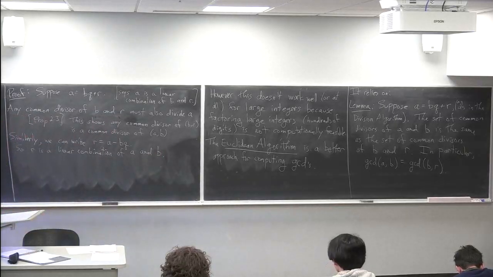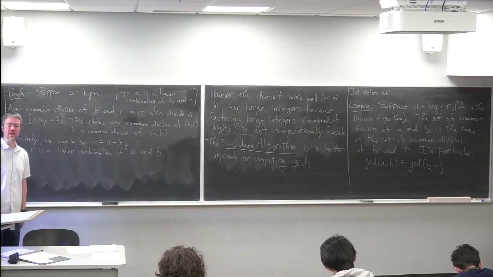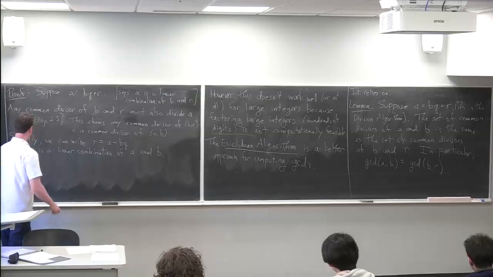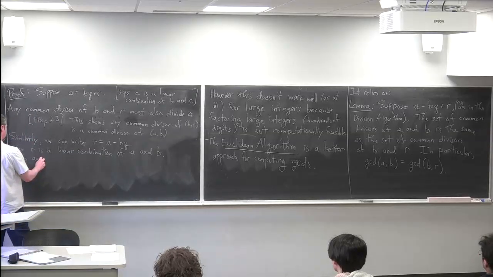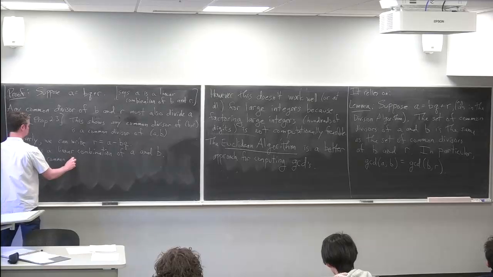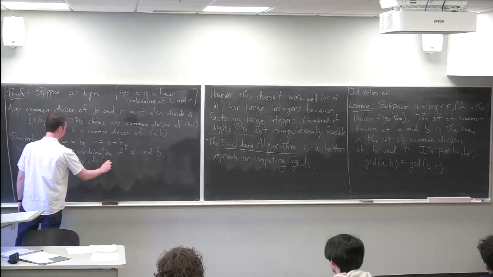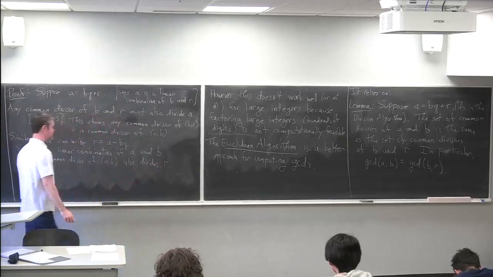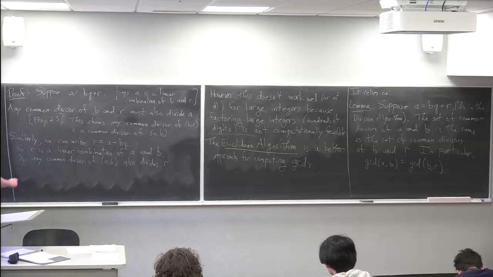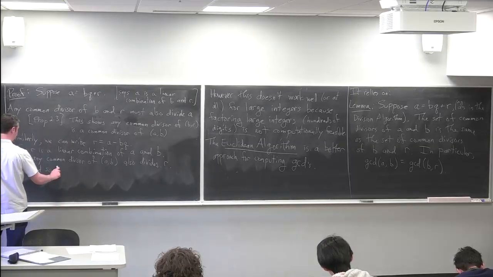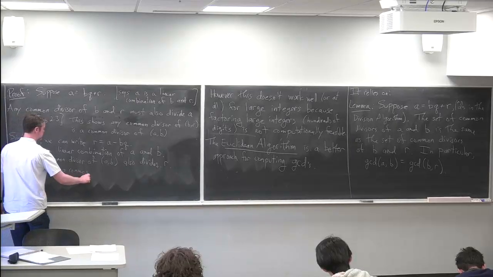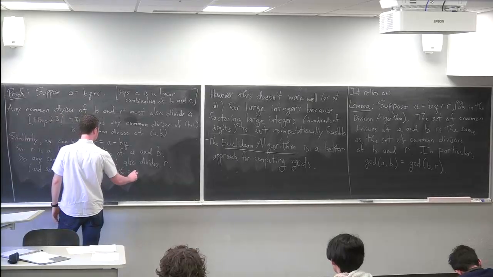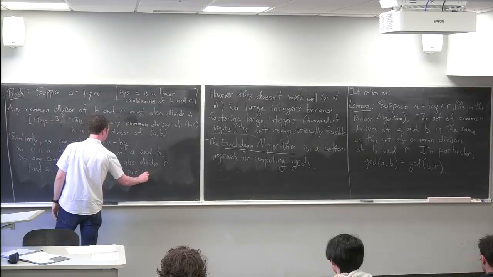Okay, and so what that means then is if you had a common divisor of the pair A, B, it would divide the right-hand side, which means it divides R. So any common divisor of A, B also divides R. And so that means it is a common divisor of the pair B, R.